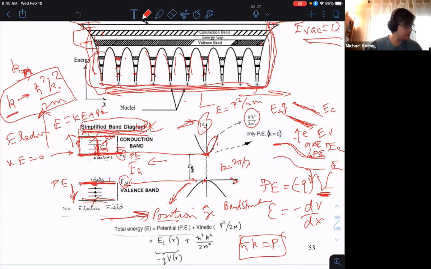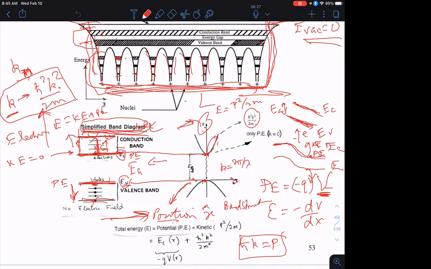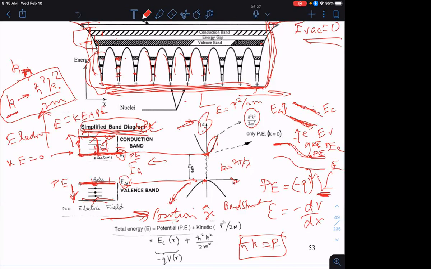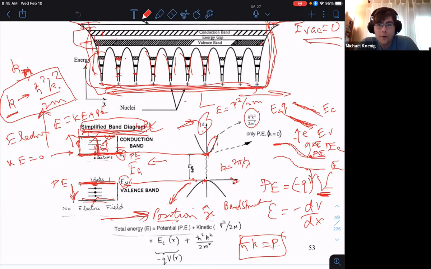Anyways, I was looking through it. Let's see. Right, it seems like an average value problem. So the average value of any quantity q is given by the integral from minus infinity to infinity of the complex conjugate times the q operator operating on the wave function. Not times, it's the q operator operating on the wave function, so you're not multiplying it. Oh, okay. That clears a lot up actually.